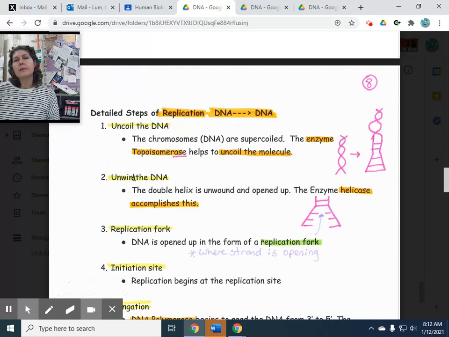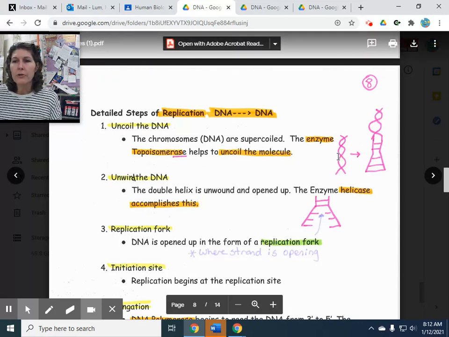So the first thing that we need to do is uncoil this double helix, and put it in that ladder structure that we keep seeing. There are enzymes that are going to help to do this, and there are a ton more enzymes than what we're going to look at here, but these are the main important ones. Notice that a lot of your enzymes are going to end in ASE.